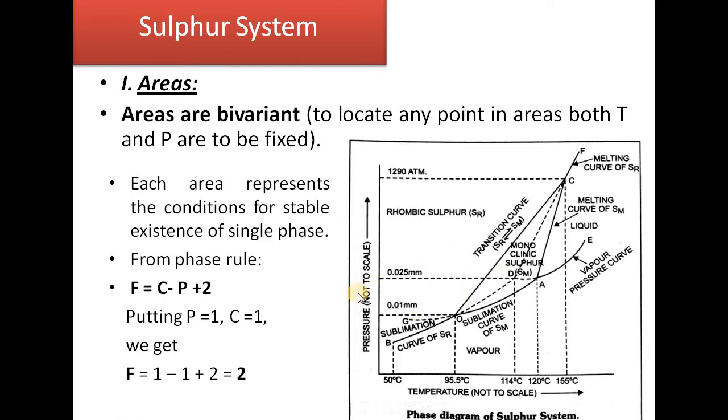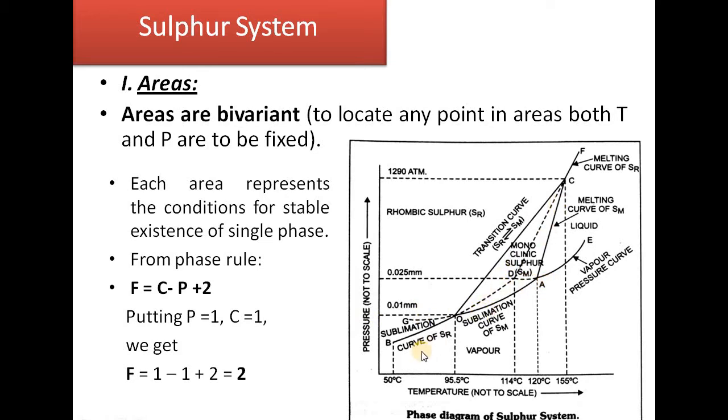Now, the metastable curves are represented by the dotted lines here, like OG, OD, AD, and CD. These all four are metastable curves. The curves shown by solid lines are stable curves, whereas the curves shown by dotted lines are metastable curves. So stable curves are BO, AO, AE, AC, OC and CF, and metastable curves are OG, OD, AD and CD.